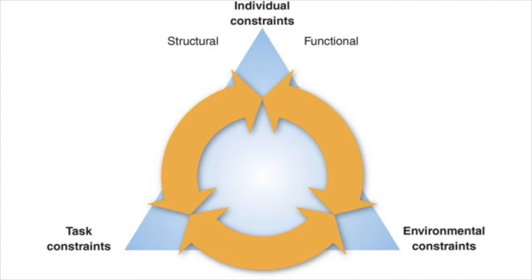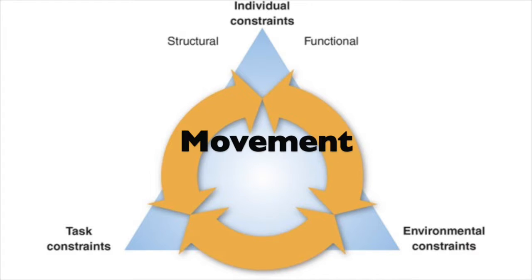Newell's model of constraints demonstrates the impact of three factors: individual, environmental, and task constraints on one's movement. Constraints can discourage or limit certain movements or encourage or permit other movements. In short, they work together to shape movement. Individual constraints are either structural in nature, relating to one's build, such as height, weight, and muscle mass, or functional, relating to behavior and motivation.